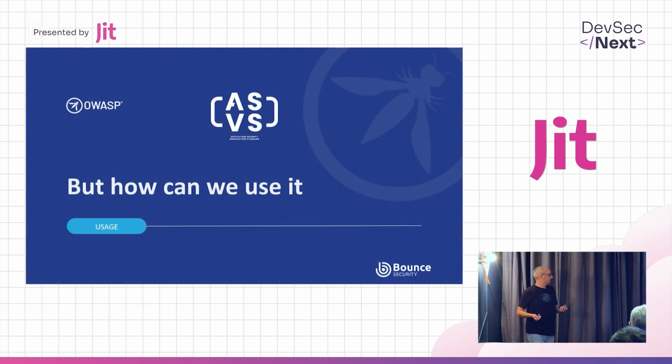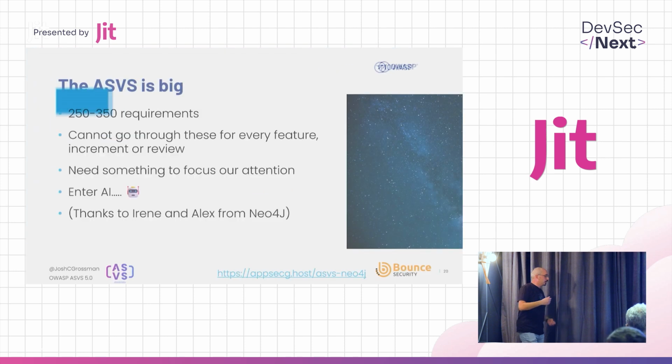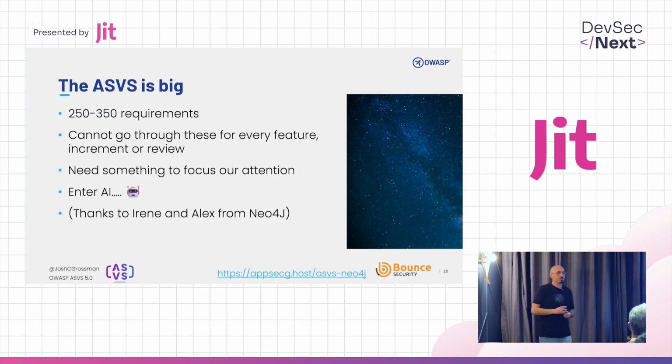So that's the ASVS, but how can we use it? As I've said, the ASVS is big. We're talking about something between 250 and 350 requirements. Now, the previous talk I mentioned does talk a little bit about how to do that manually, but a couple of people from a company called Neo4j came up with a nice thing that I just want to do a quick demo of to finish off here.